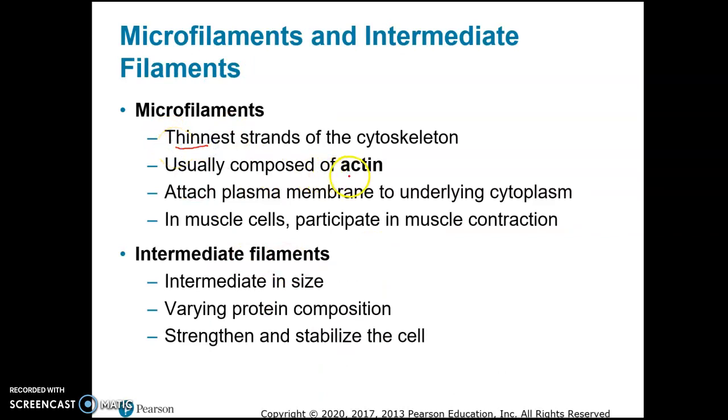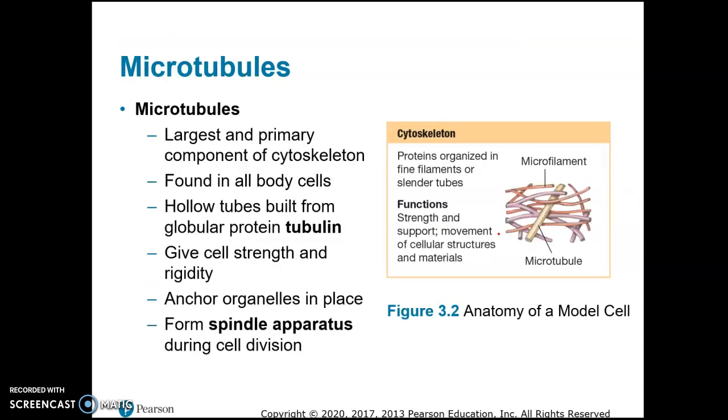They're usually composed of a protein called actin, which also helps in muscle contraction. And what they do, they attach the plasma membrane to the underlying cytoplasm. So this is the function of the microfilaments right here. Okay, and they do participate in muscle contraction in muscle cells. Intermediate filaments are intermediate in size. They strengthen and stabilize the cell. And then microtubules are the largest.